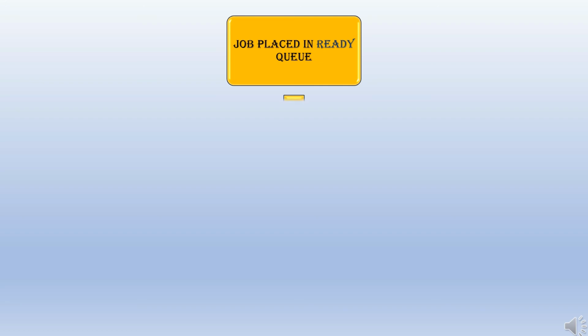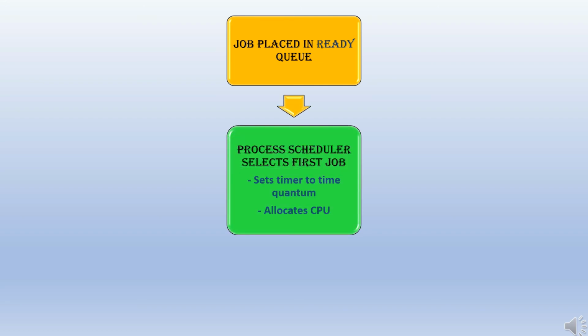The overall process of the round-robin algorithm: first, the job is placed in the ready queue. Next, the process scheduler selects the first job. It sets a timer to the time quantum assigned to the job and allocates the CPU to it. The scheduler lets the job run until the timer expires. Two possible cases will happen.